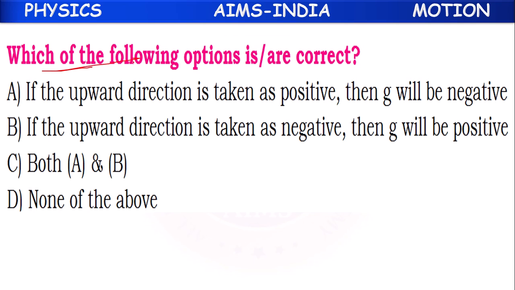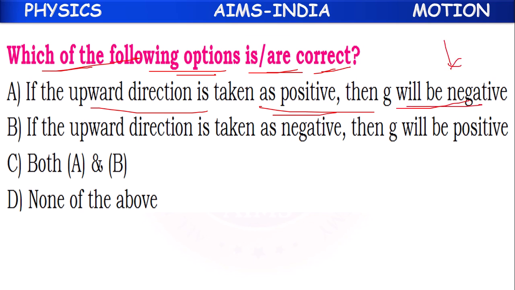Next, children, which of the following options is correct? If upward direction is taken as positive, then g will be negative, because it is downwards. If upward direction is taken as negative, then g will be positive. Correct. Both are correct. So both A and B are the correct answer.